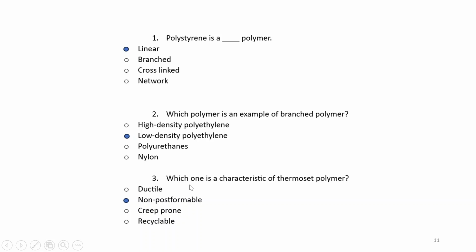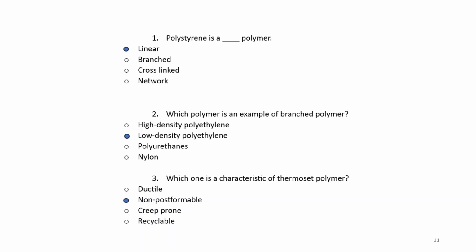Next question is which one is a characteristic of a thermoset polymer? Your options are ductile, non-post formable, creep prone and recyclable. So here in case of thermoset polymer, they are brittle compared to the thermoplastics, and they are also not prone to creep. They withstand higher temperatures compared to thermoplastics.